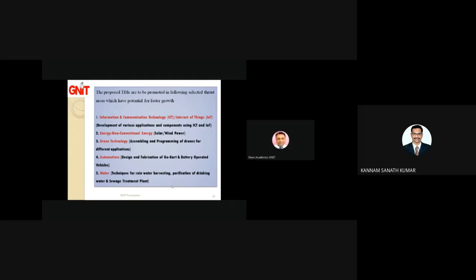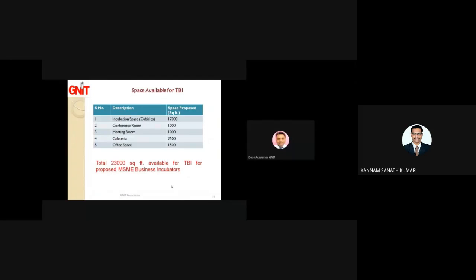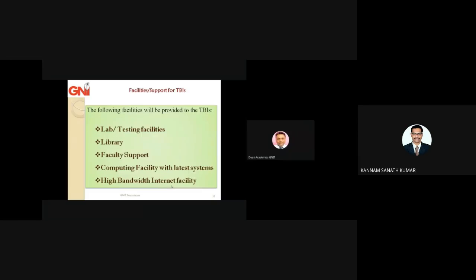These areas are, first, information and communication technology, Internet of Things, non-conventional energy, drone technology, automotives, and water. In water, there are different projects and business ideas on rainwater harvesting, purification of drinking water, and sewage treatment plants. This is our MSME center, and this much space we have. There is a conference room, incubation space, a cafeteria, a meeting room, lab testing, a library, faculty support, computing facility with data system, and high bandwidth internet facility.